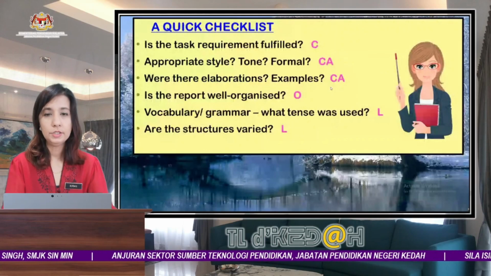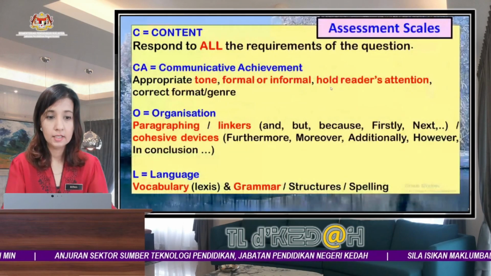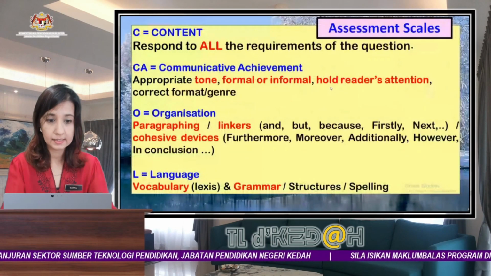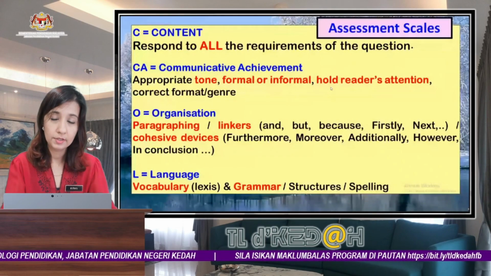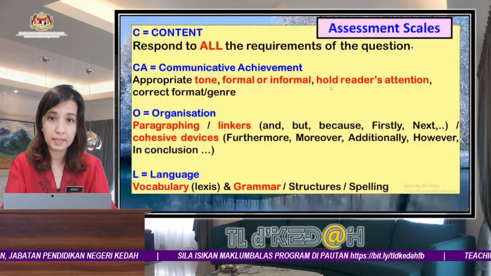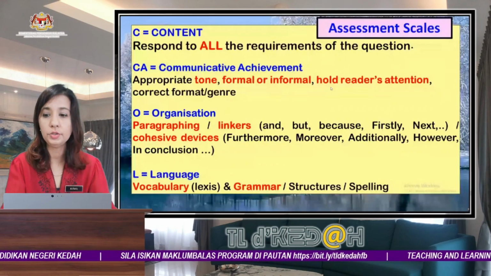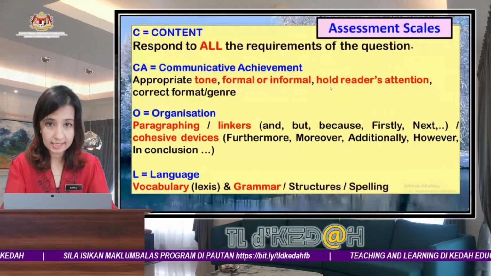Okay, so remember, content 5 marks, qualitative achievement 5 marks, organization 5 marks, language 5 marks, total 20 marks. You have to try your best to grab the marks. This is B2 level. You need to be more mature in your ideas.